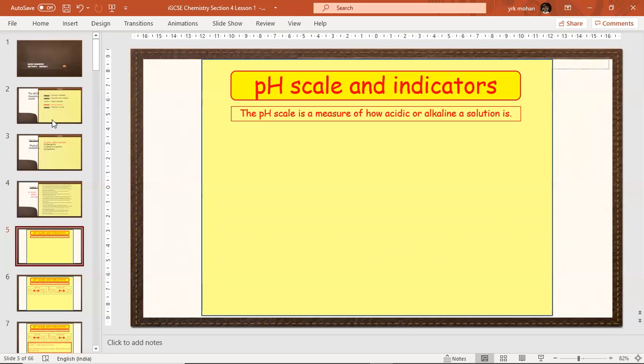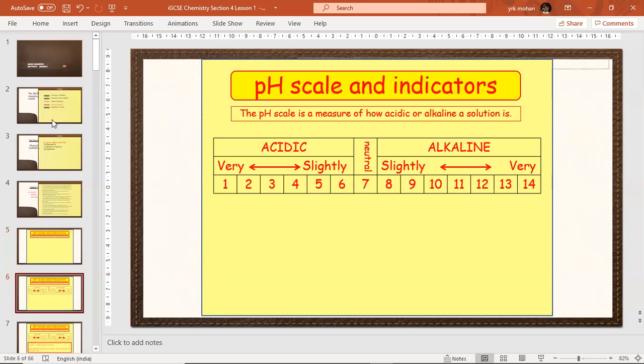pH scale is a measure of how acidic or alkaline a solution is. Acidic means pH is in between 1 to 7. Very low pH value is 1, high pH value is 6. And if it is 7, it's neutral. From 8 to 14, it is alkaline. Slightly alkaline, pH value is 8. Very strongly alkaline, pH is 14.